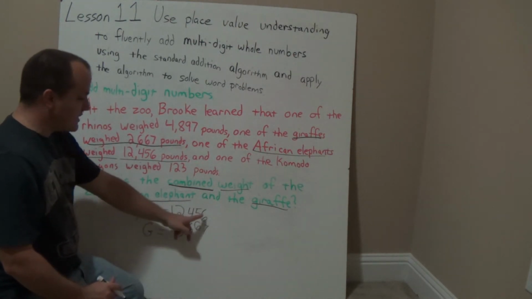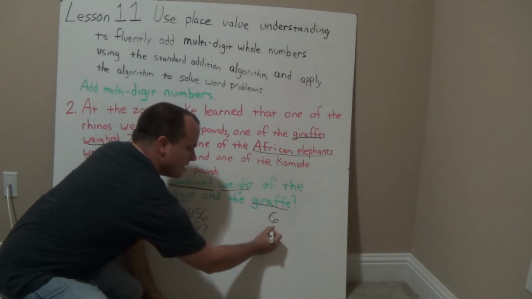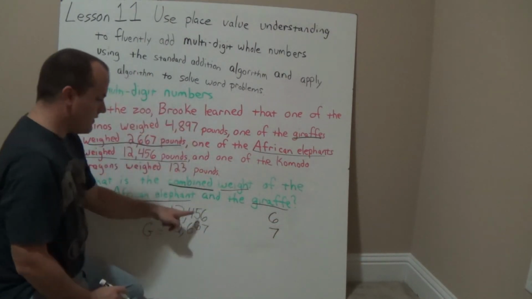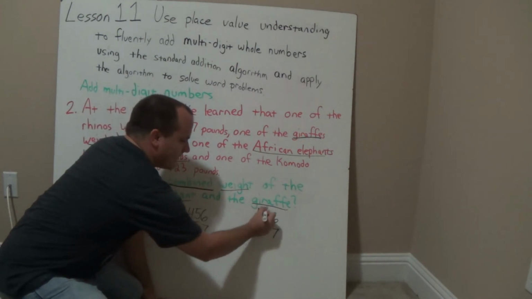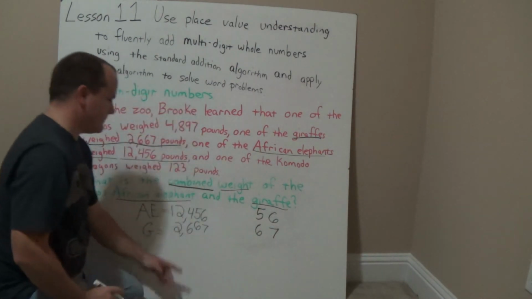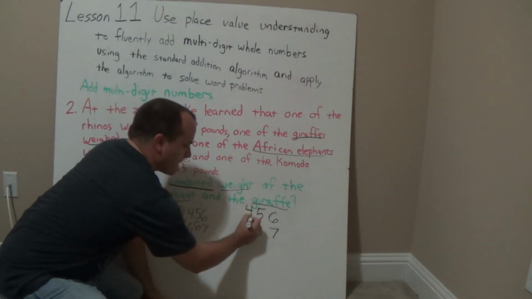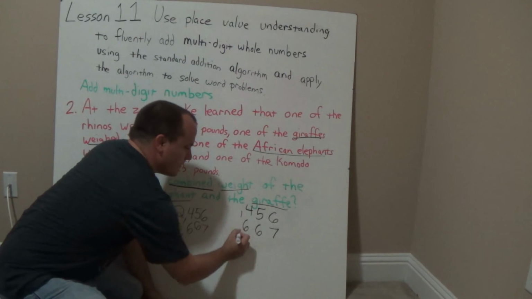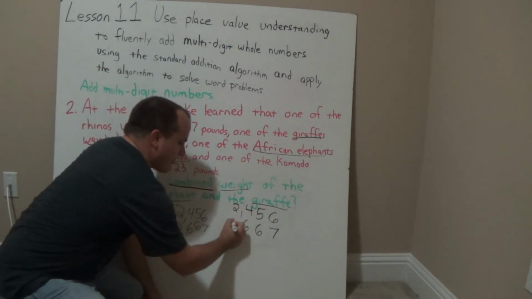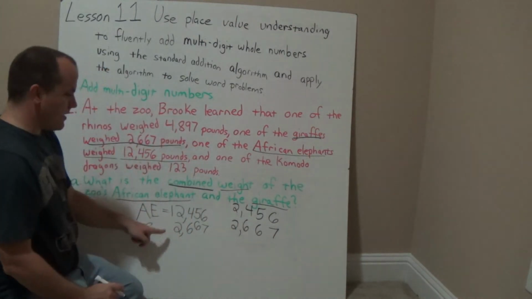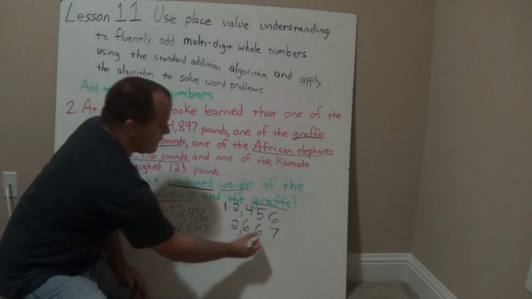So let's see. First thing I have is I have a 6 and a 7 in my ones place. So I'm going to put 6 and 7. Then my tens place, 5, 6. Then my hundreds place, 4 and 6. I want to put my comma, 2, 2. And then this one I have 1 and then nothing. So I could put a 1 here and nothing here. I could put a 0 there if I want to.